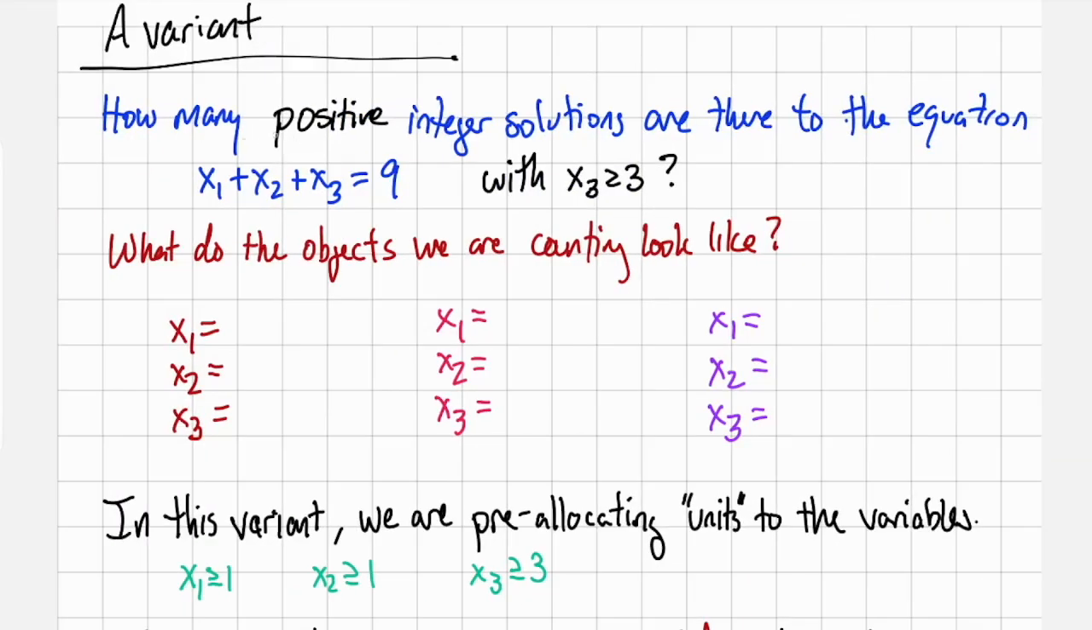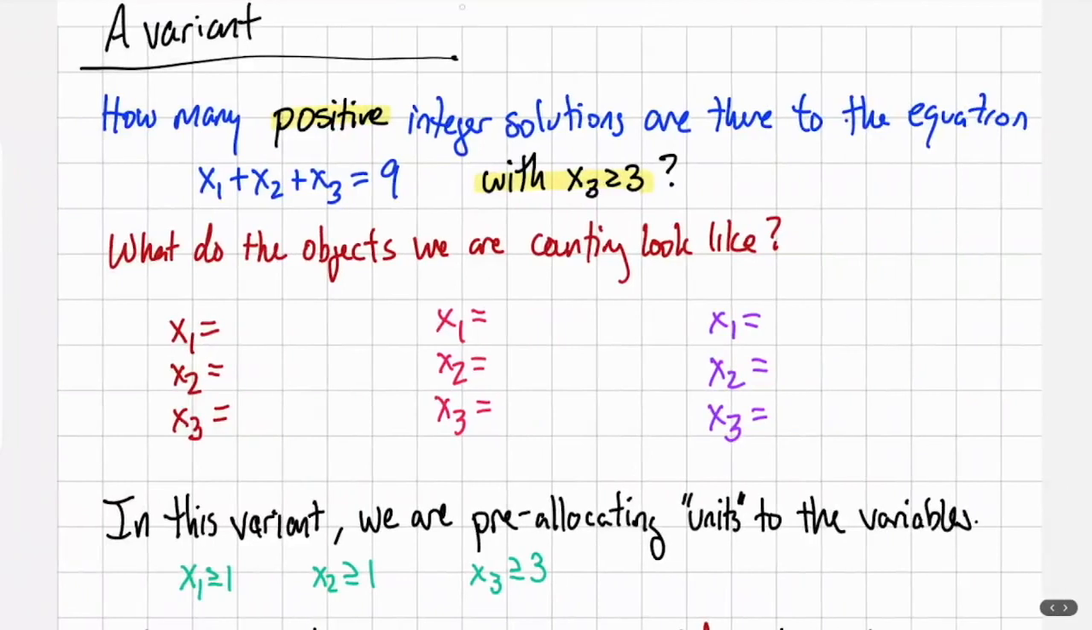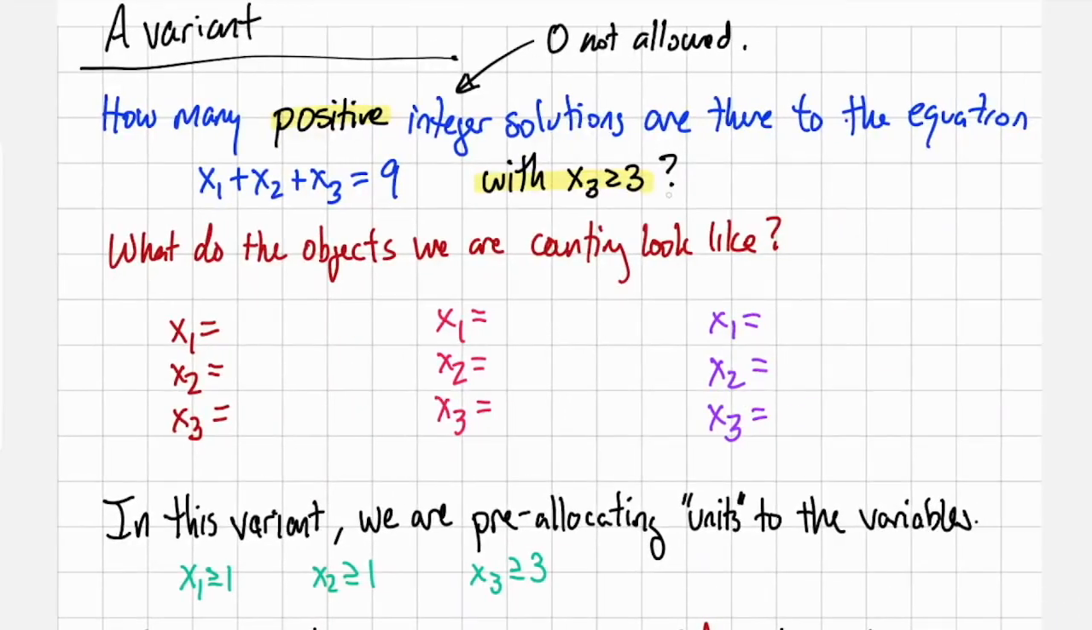What if instead the question is how many positive integer solutions are there to the equation x1 plus x2 plus x3 equals 9 with x3 greater than or equal to 3? Notice that the only difference here from the previous question is before we were dealing with non-negative integers, 0 is allowed, whereas now, because we're dealing with positive integer solutions, 0 is not allowed. Furthermore, before, x1, x2, and x3 could be anything, but in this variation, we see that x3 has to be greater than or equal to 3.